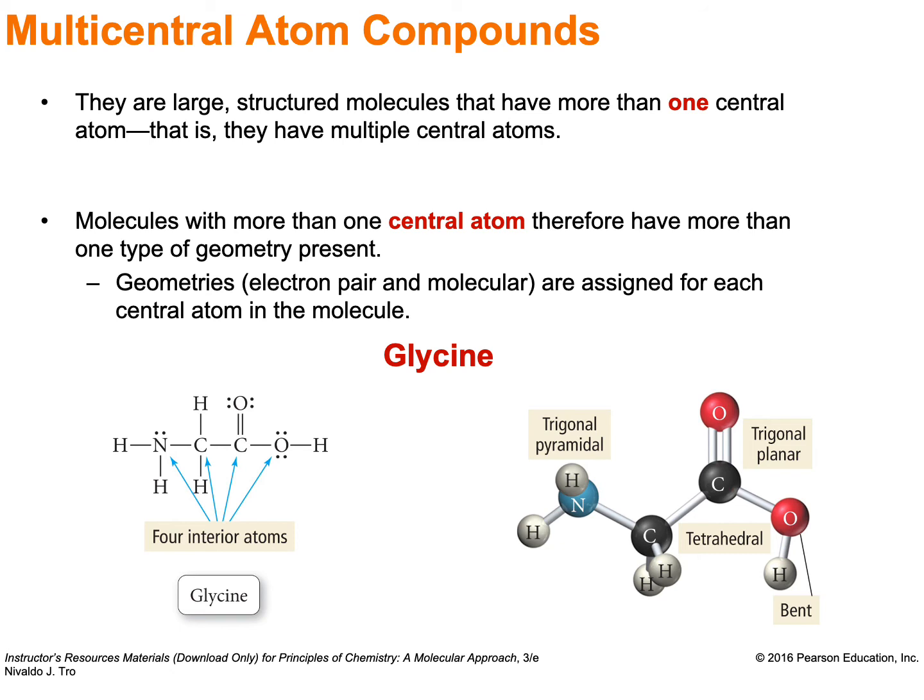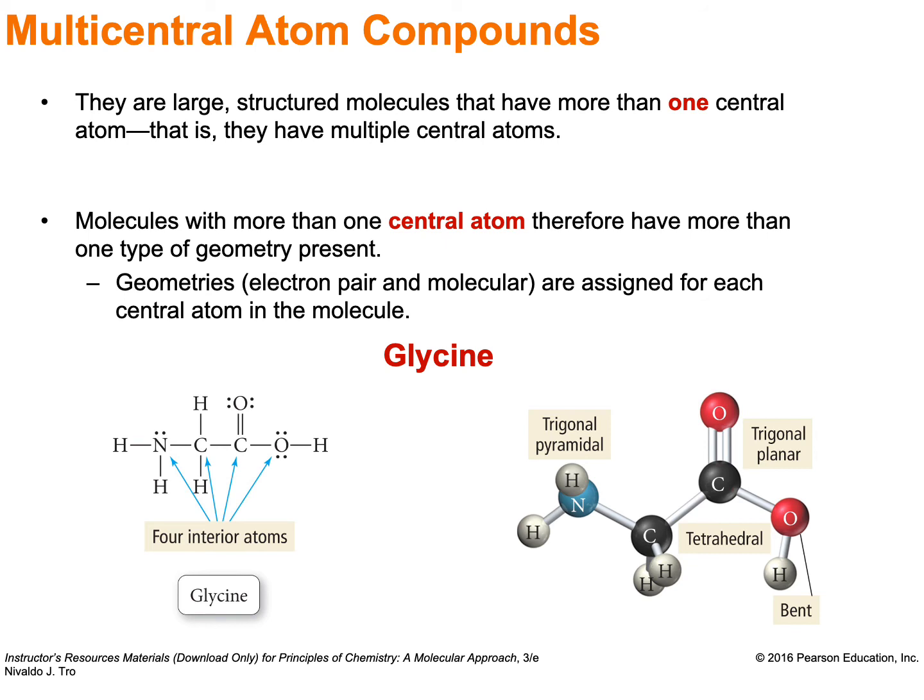As it turns out, nitrogen on the left has a trigonal pyramidal molecular geometry. It has a trigonal planar electron pair geometry. The first carbon, going from left to right, has a tetrahedral electron pair geometry and a tetrahedral molecular geometry.